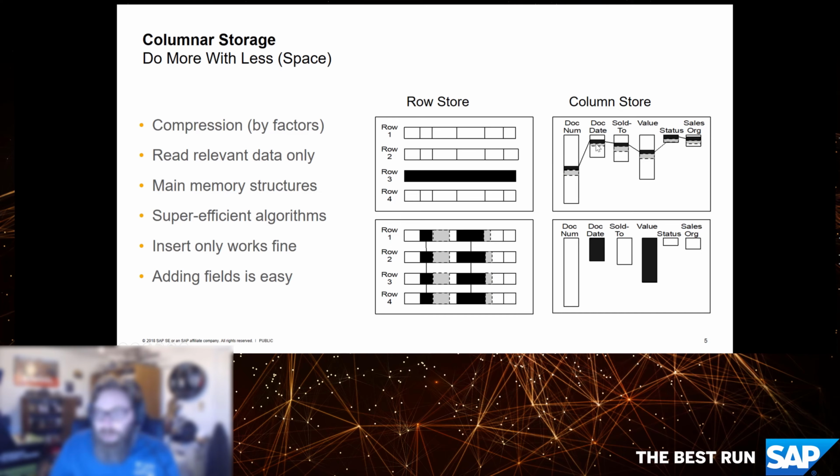Now, on the other hand, when we do want to do those scans, say, well, give me all the records where document date equals today, it's much more efficient because now we can scan the data as it is stored together in memory. And we can do processing over the compressed data without having to decompress it, because the compression algorithms are built into the scanning algorithms inside of HANA. So we get very efficient real-time access to the data.